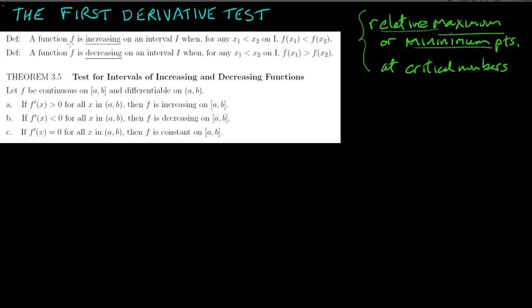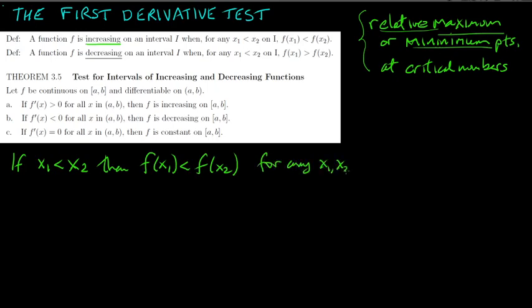A function is increasing on an interval I when, if you have x1 less than x2, then that gives us that f of x1 is less than f of x2, for any x1 and x2 on the interval. So, let's just draw it out.